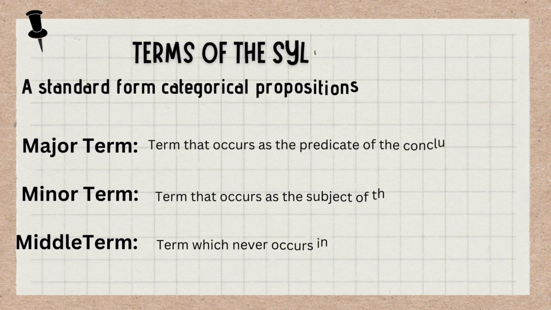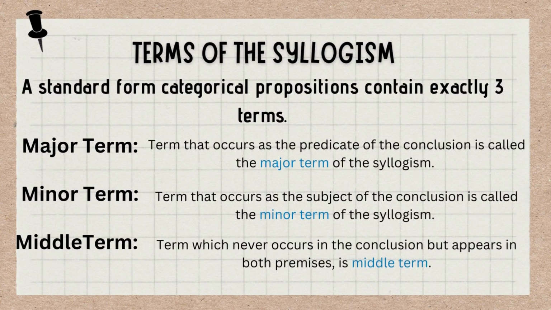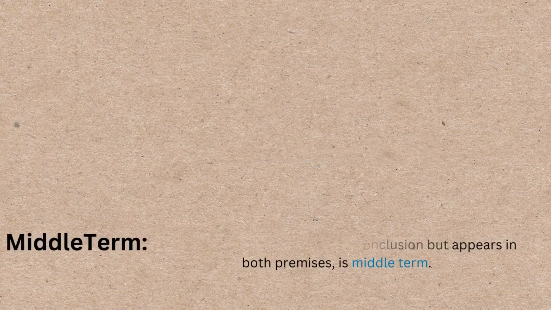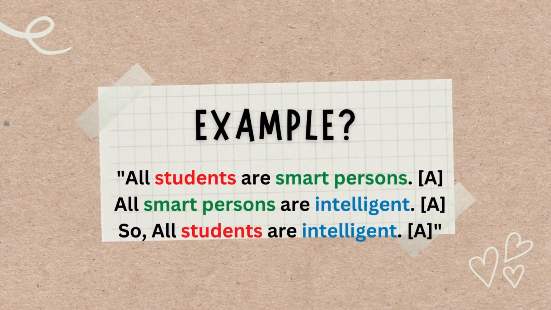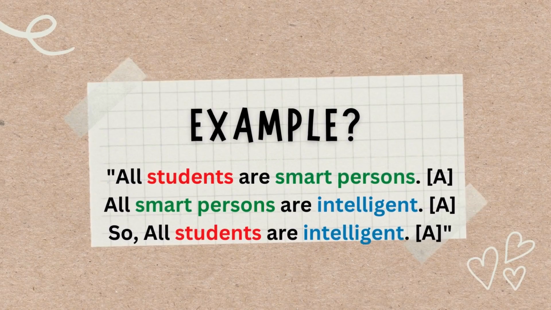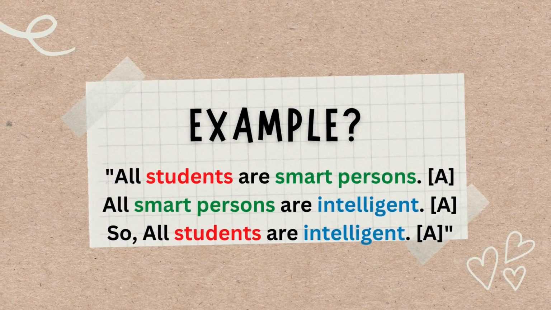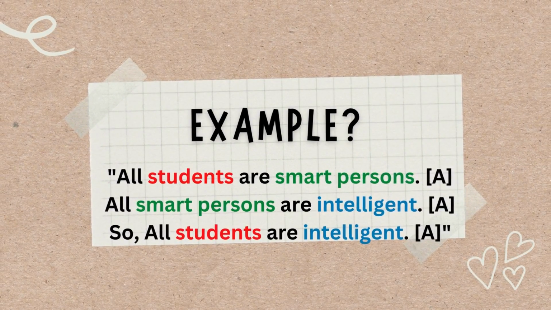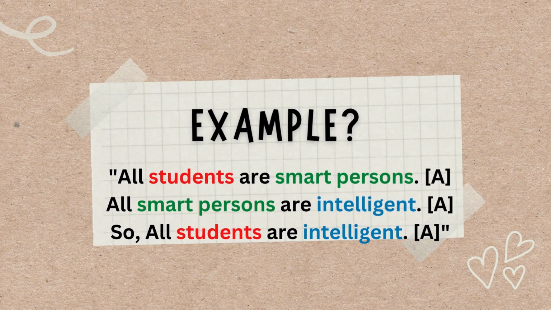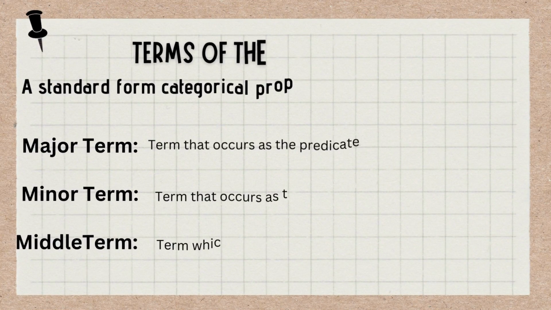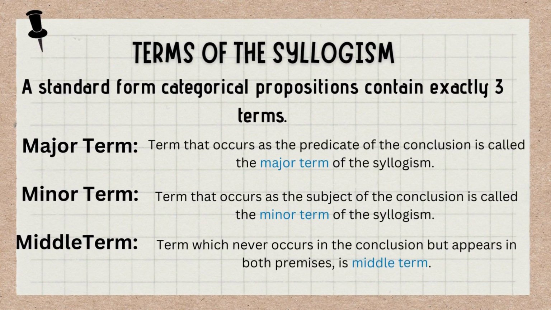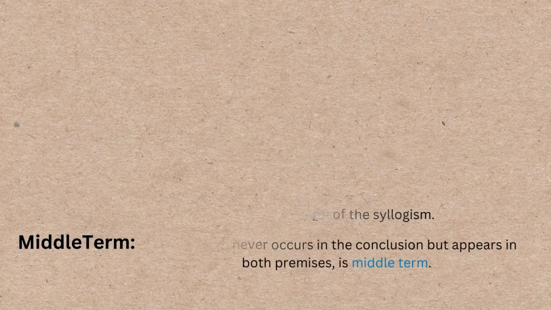So we found the conclusion. The major term is the term that occurs as the predicate of the conclusion. So what is the predicate in the conclusion sentence? Students is the subject and intelligent is the predicate. So we found that the predicate, intelligent, is called the major term.